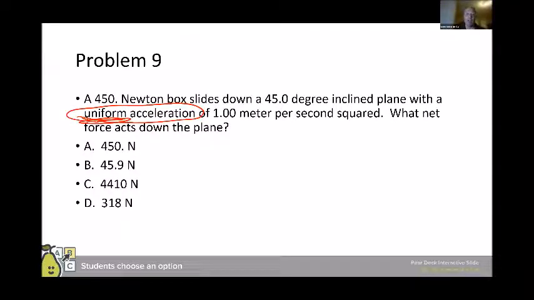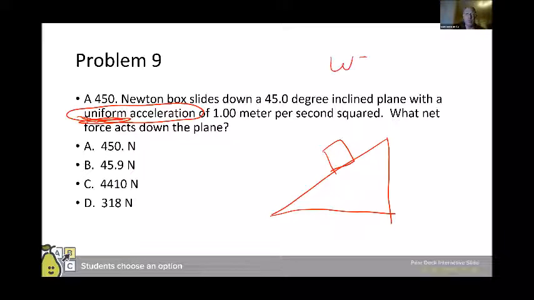So let's just draw a picture here to begin with. Thank you, by the way, for helping me out. So here's our box. We know the weight of the box is 450 newtons. It's on a 45-degree inclined plane and slides down with an acceleration of 1 meter per second squared. What net force acts down the plane?